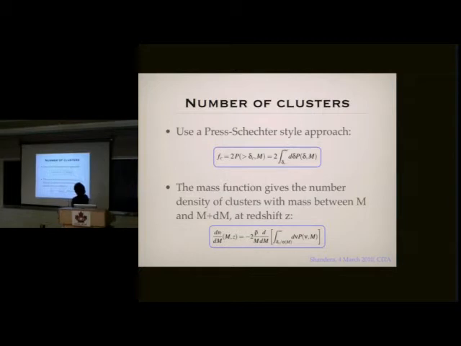And so let me, just for simplicity, take a projector style approach where I'm just going to take that distribution and integrate it above some threshold, okay? So I want to be able to plug in something here to integrate. And then from that, you can generate the mass function.